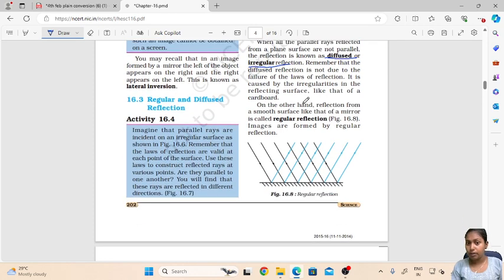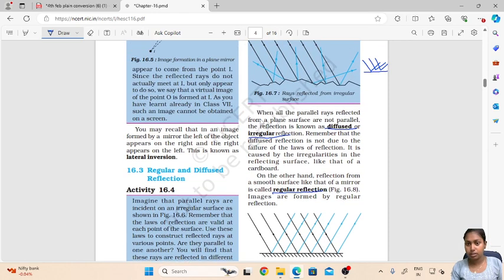On the other hand, reflection from a smooth surface like that of a mirror is called regular reflection. Here the regular reflection is shown. It is coming this way, it's going this way, everything going in a parallel way. Now you can see the difference. Here everything is going in a parallel way, while here they are going in different directions because of the irregular surface. Here the surface is regular or plane, because of this it is parallel. So this is regular reflection, and this is irregular or diffuse reflection.